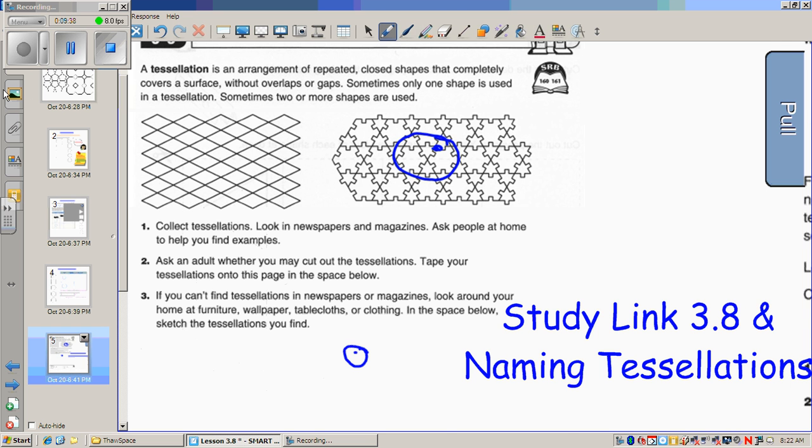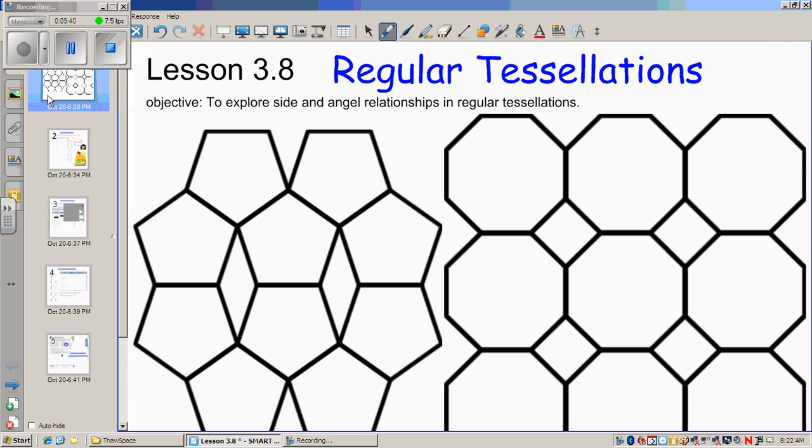Okay, so let's go back and see that we did complete our objective, and it's to explore side and angle relationships in regular tessellations. And I think we did that. And again, tessellations can be a lot of fun. So take your time with this and enjoy working with tessellations. And we'll work some more in class on this on Monday. Have a great weekend.